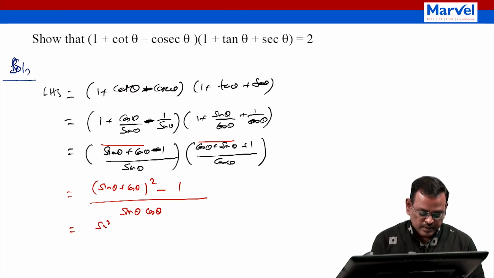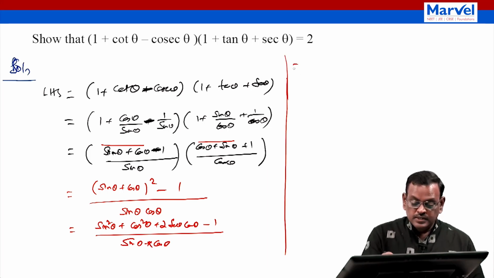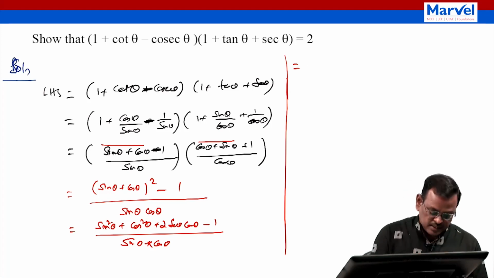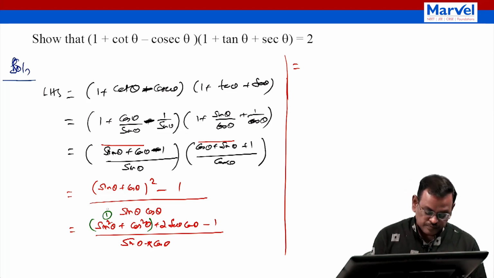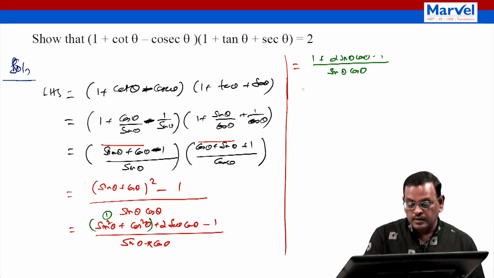Now expand sin square theta plus cos square theta plus 2 sin theta cos theta minus 1 by sin theta into cos theta, which is equal to sin theta plus cos theta. This value is 1. So 1 plus 2 sin theta cos theta minus 1 by sin theta into cos theta. 1 cancels. 2 sin theta cos theta by sin theta into cos theta. Both get cancelled. This is 2 and this is RHS.